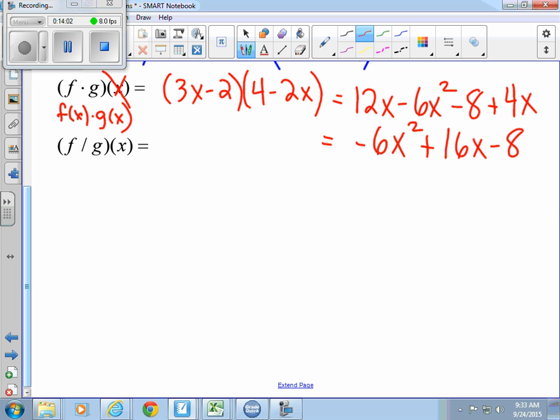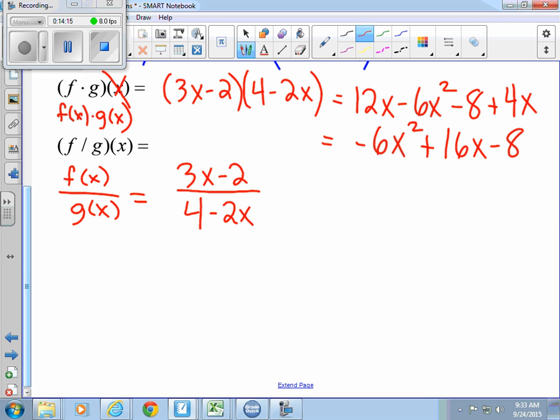f divided by g of x is f of x divided by g of x. That's what that means. Which is 3x minus 2 over 4 minus 2x. There is no simplification that you know how to do for division. So on the ones that are divided, you're always going to stop here. Later in this class, we'll learn how to simplify fractions. But right now, you don't know how to do that, and you would probably do it incorrectly. Any questions?